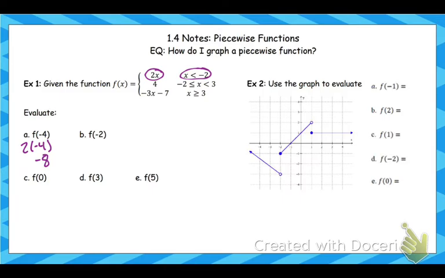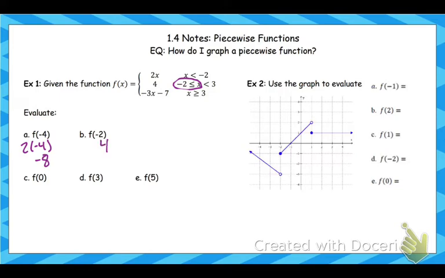All right, same idea on the next one. F of negative 2 means when x equals negative 2, what does y equal? In this case, there are 2 domains that have negative 2 on them. But the first one says x is less than, not or equal to. The next one says x is greater than or equal to. Since that one has the or equal to, that's the one we're going to use. And in that case, there's not even an x to plug it into. It's just 4.